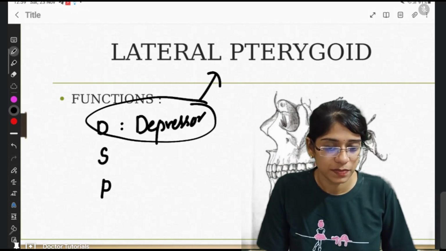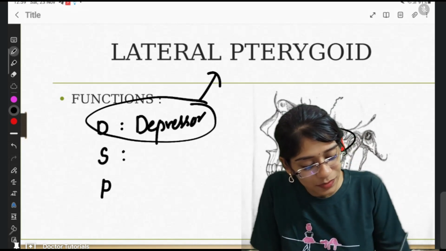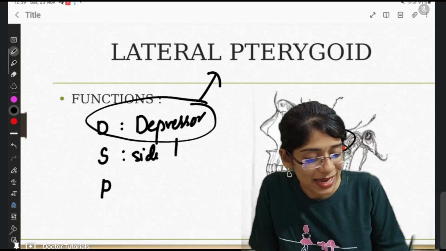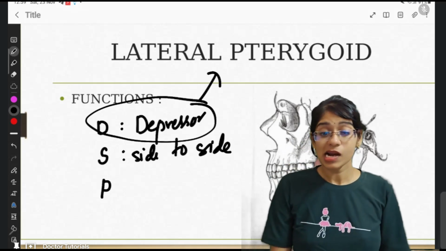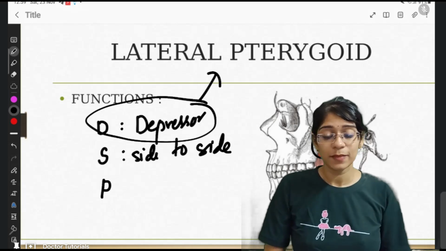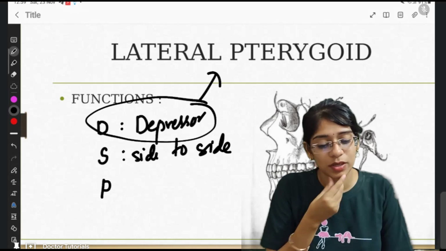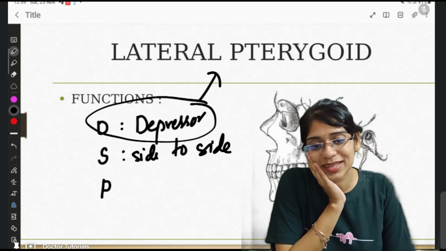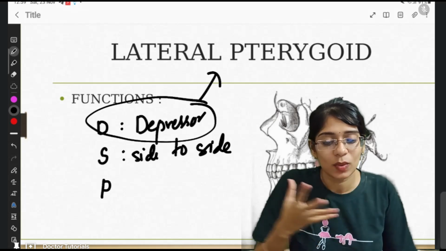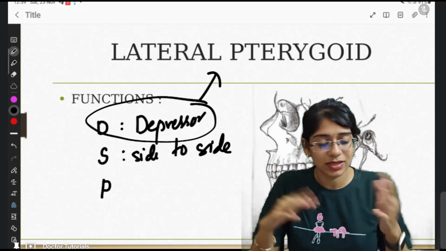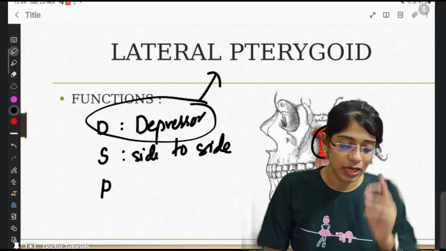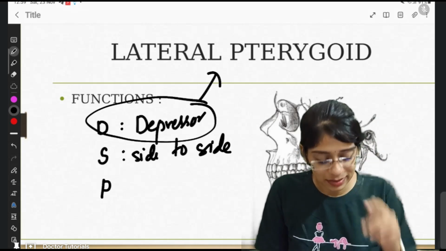Please don't forget it. S is what, guys? S stands for side to side movement, like this, okay? So that is your side to side movement. Actually, for side to side movement, you need lateral pterygoid of one side and medial pterygoid of the opposite side. When they both coordinate, you get the side to side movement. So remember, that is another function of lateral pterygoid.